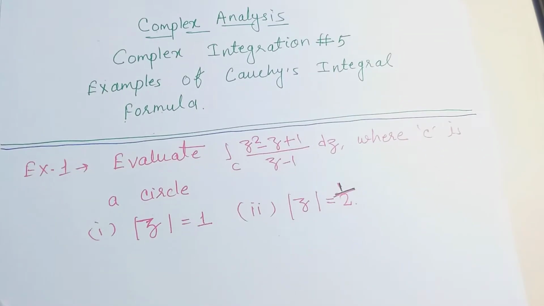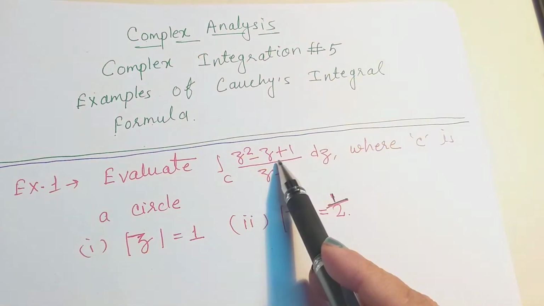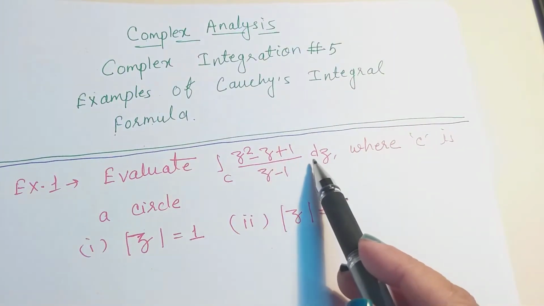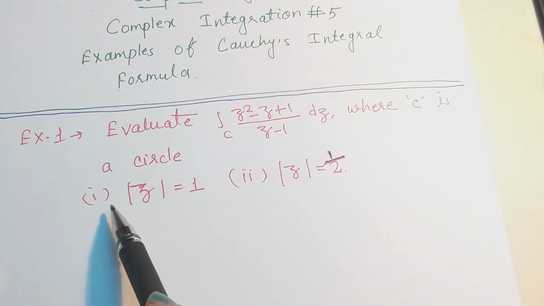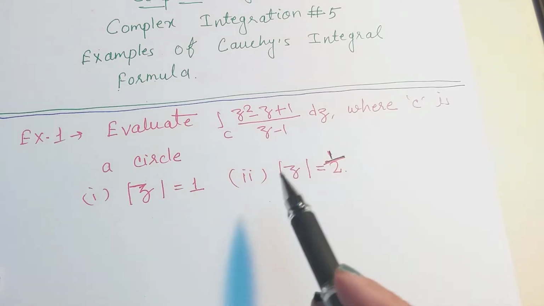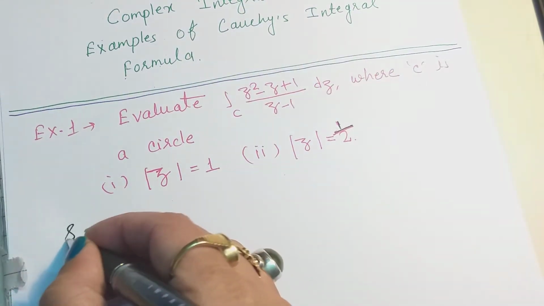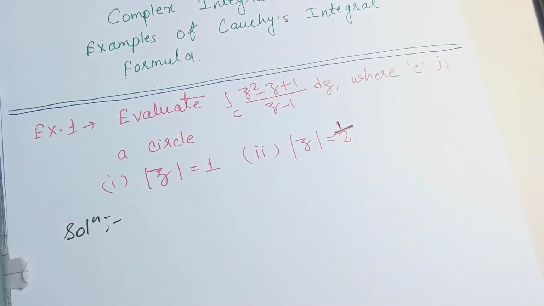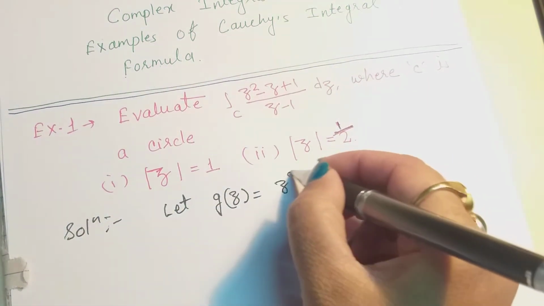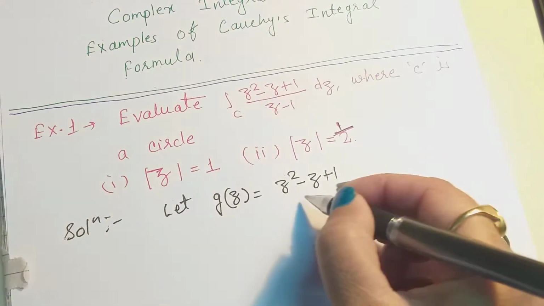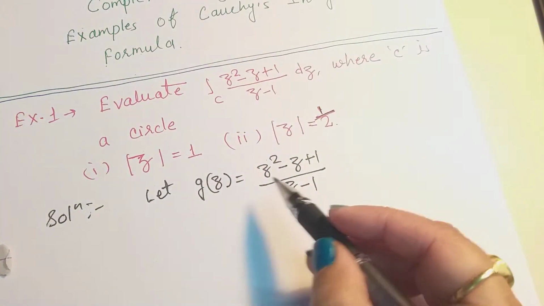Our first example is evaluate the integral of z square minus z plus 1 divided by z minus 1 dz over this closed curve C, where C is a circle. In the first case, mod of z is equal to 1 and in the second, mod of z is equal to 1 by 2. Okay. Now see the solution. Let g(z) be equal to z square minus z plus 1 divided by z minus 1. We take this function and give a name g(z) to it.